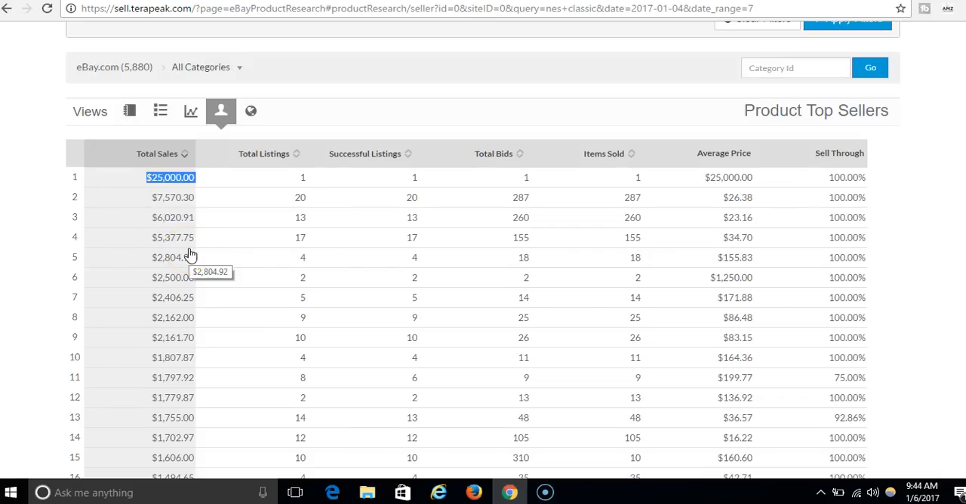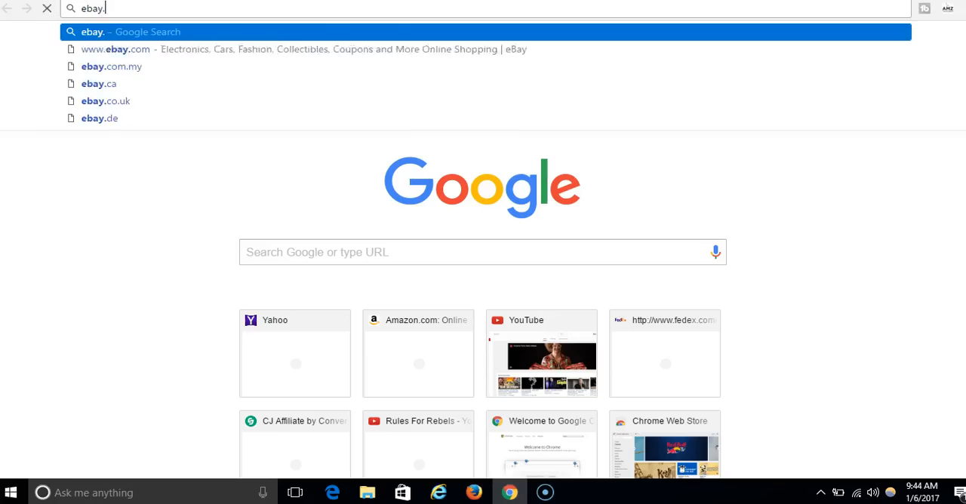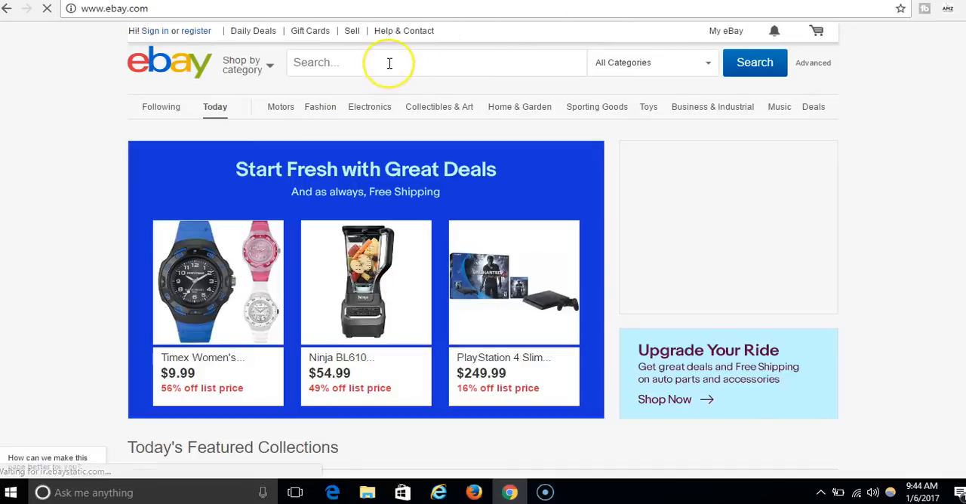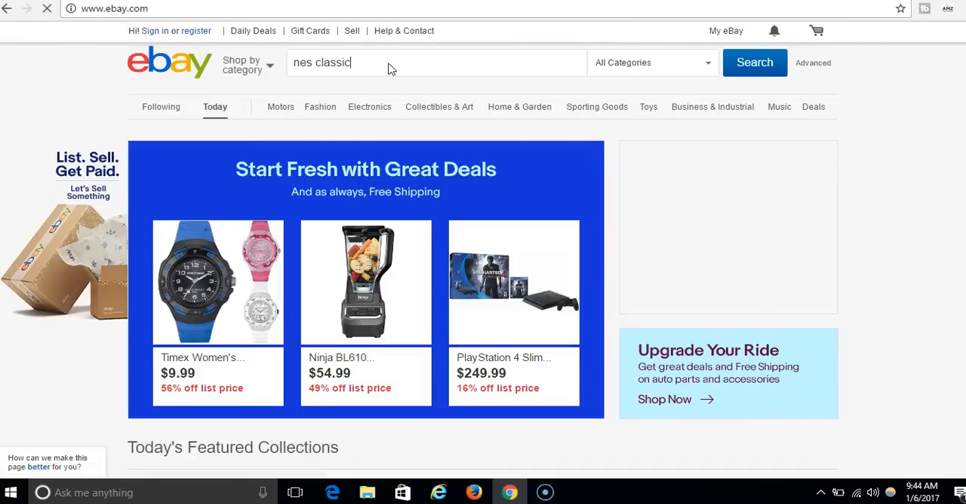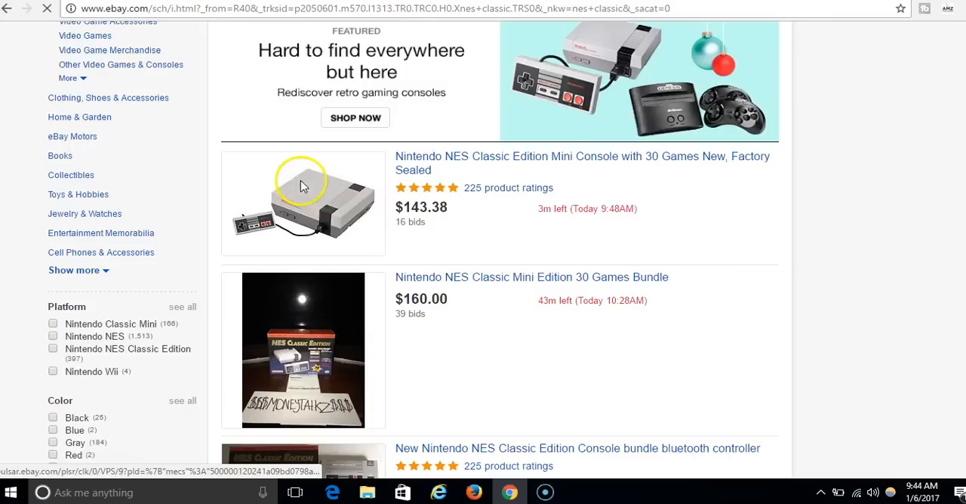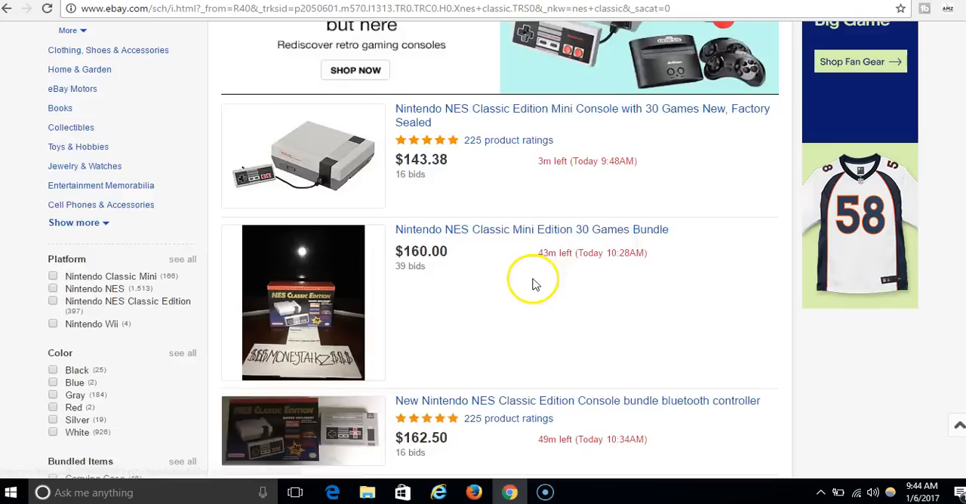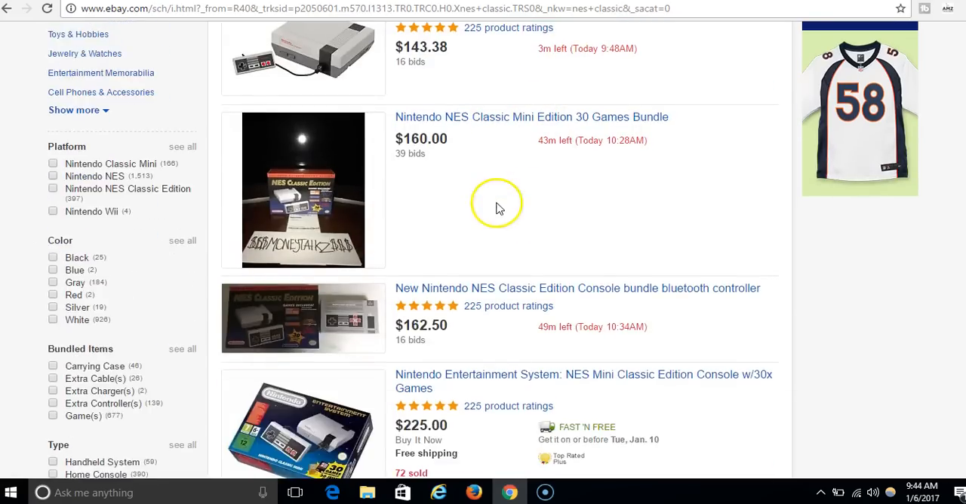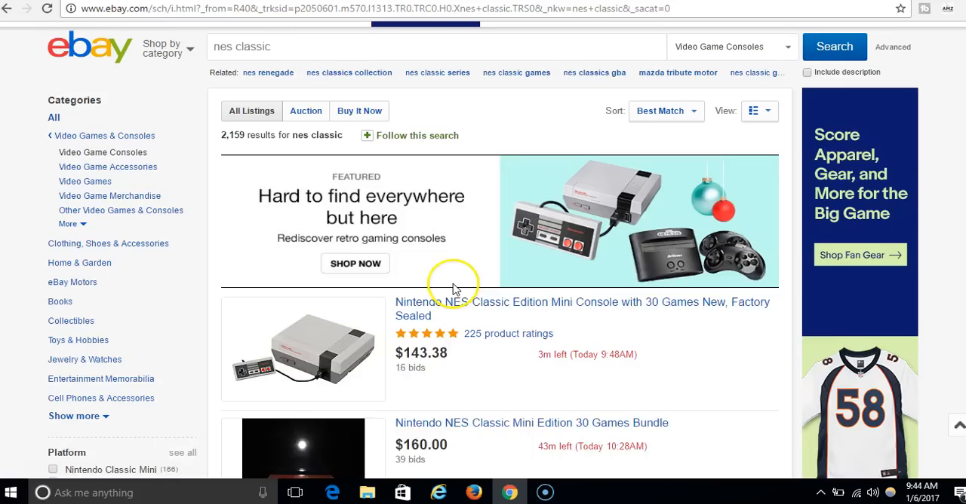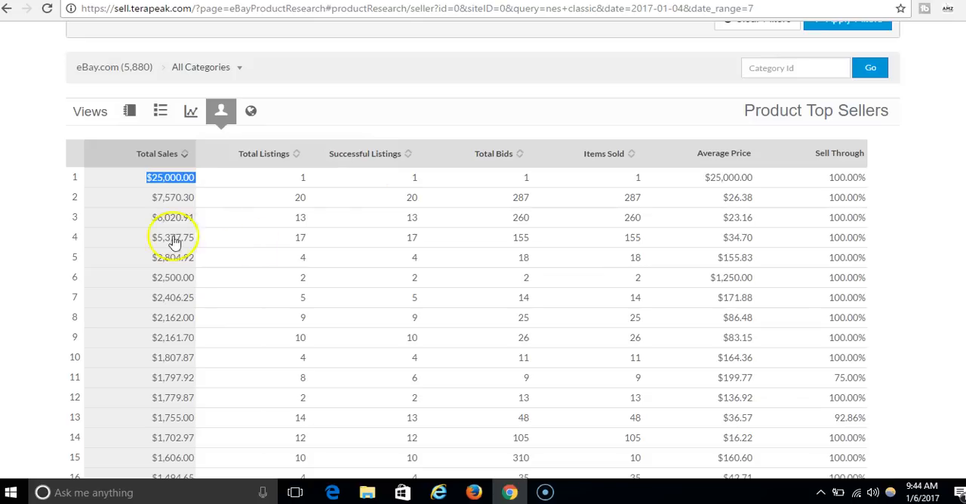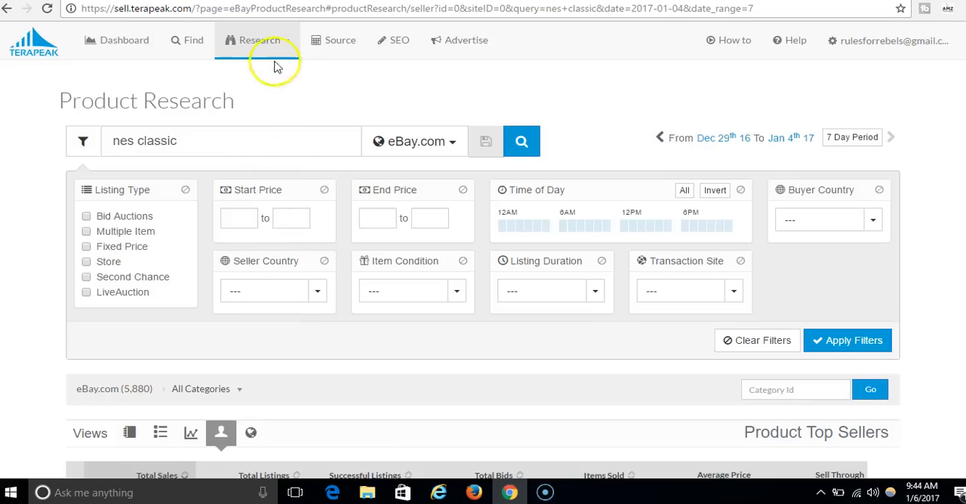There is still sort of a way to figure this out. I mean, typically the person who's dominating sales like this is going to show up at the top of searches. So if we were to go to ebay.com and type in like NES Classic, I'm thinking most likely, 225. I'm thinking most likely like one of these guys at probably the top 5 is going to be this top guy. So I mean, we can still sort of figure out who it is.